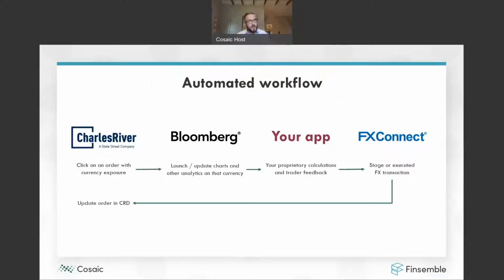So once we have FDC3 support, what kinds of workflows can we build? So if I'm in Charles River and I have an order with currency exposure, I might decide I want to just right-click on that row in my blotter and launch or update charts in Bloomberg or other analytics about that currency. I might then pass that information off to an internal application that does my own risk calculations, my own hedging calculations, whatever that is, provides feedback to the trader based on your proprietary analytics. And I might want to stage or execute a transaction in something like FX Connect. And then upon that completion, go back and update the order in Charles River. So once all these applications can talk together and you've got a workflow engine like Finsemble, you can start stringing these together in the specific workflows that matter to your users.